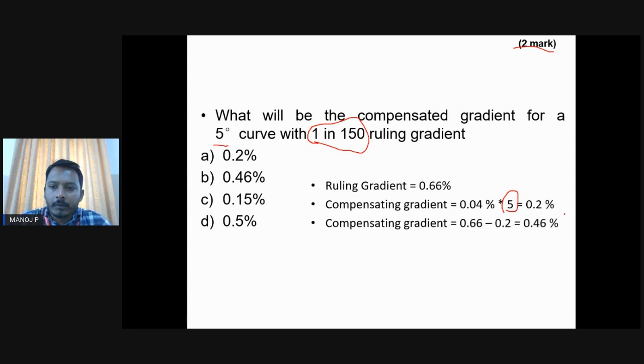And what will be the compensating gradient? Here, out of 0.66, this is the ruling gradient. Especially at that particular curve, you are supposed to reduce the gradient. To what extent? You are supposed to reduce it by 0.2%. So 0.66% minus 0.2%, you get 0.46%. So the correct answer is the compensated gradient. Initially, the standard is 0.66, but you are supposed to reduce it. So it is 0.46.